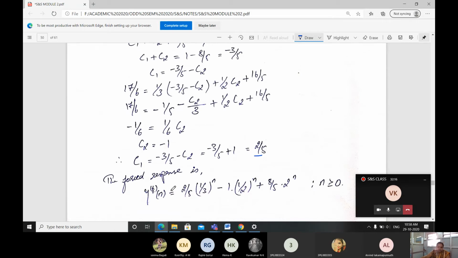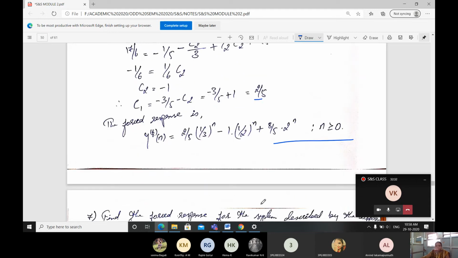Therefore, the forced response is going to be y of n equals 2 by 5 into 1 by 3 power n minus 1 into 1 by 2 power n plus 8 by 5 2 power n. This is where n is greater than or equal to 0.